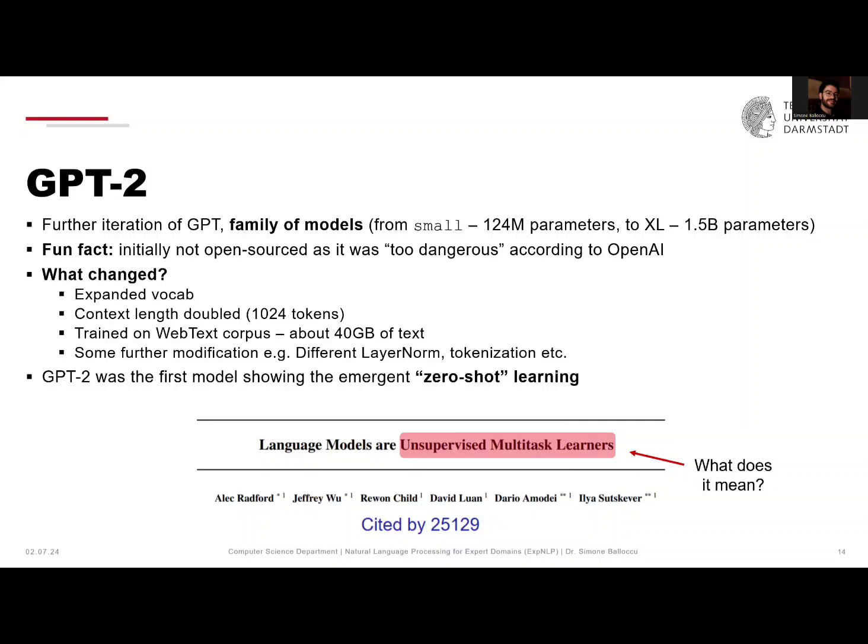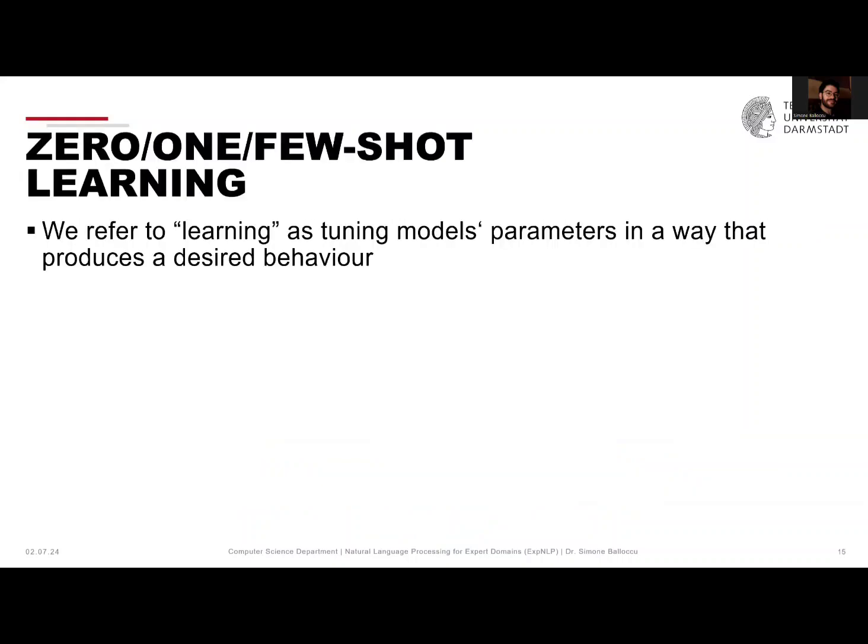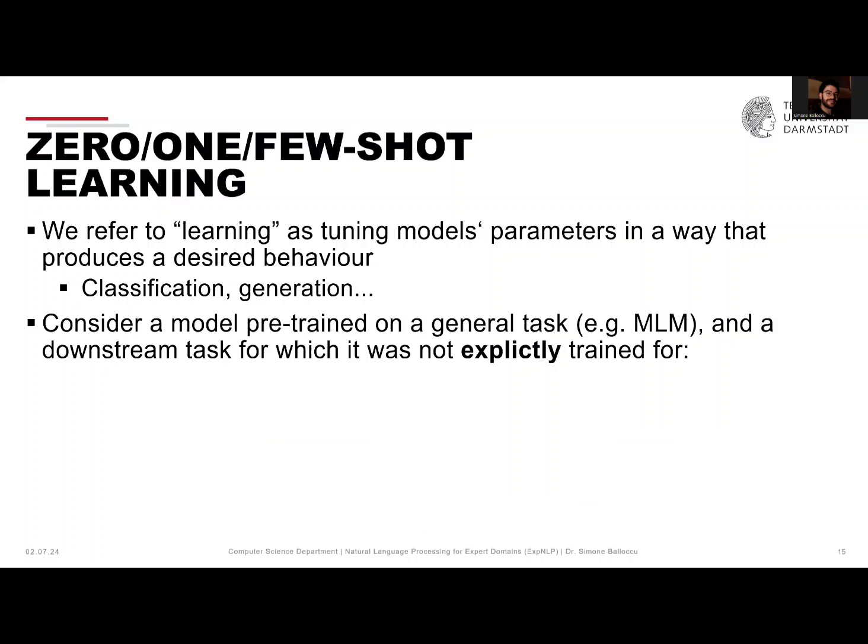So what does it mean? Well, in general, when we talk about learning, we mean that we are tuning the model parameters, we are changing all the little numbers until the model does something that we want. It produces a desired behavior. So this could be classifying a text, telling us a movie review is positive or negative, or generating a text, summarization, whatever you want. Now, consider a model which is pre-trained on some task, like masked language modeling. And let's consider now a downstream task, which is completely different. We did not explicitly train the model on it.